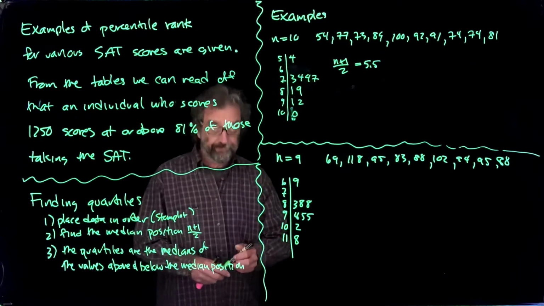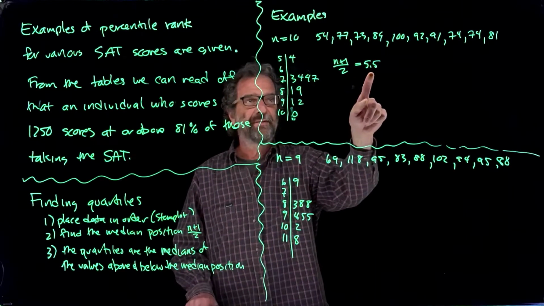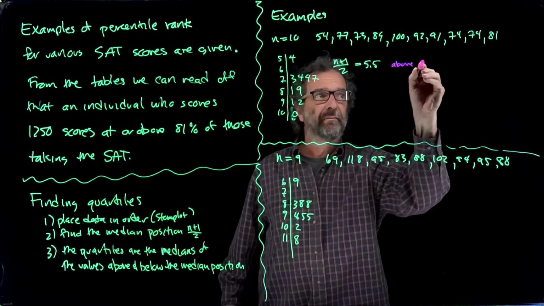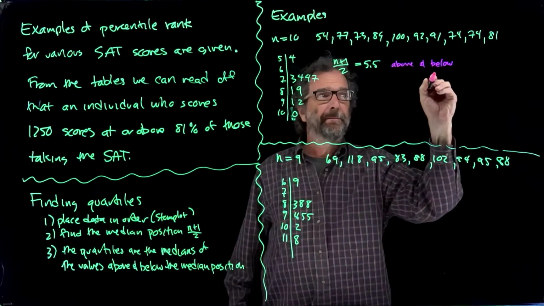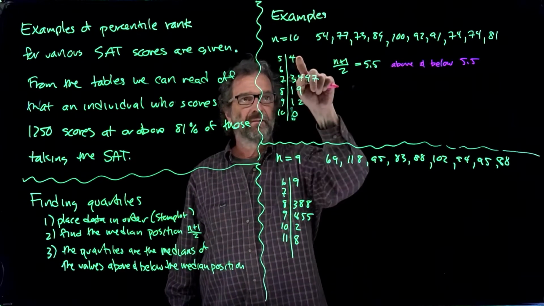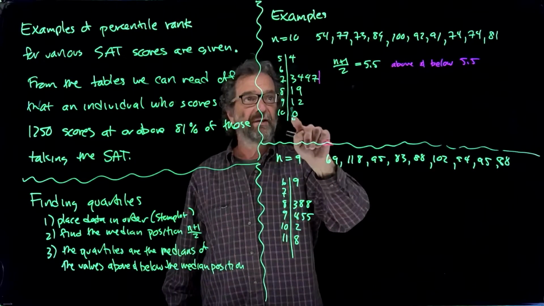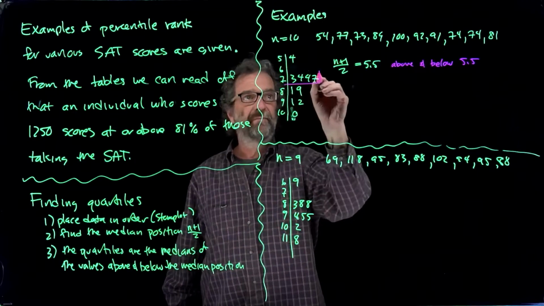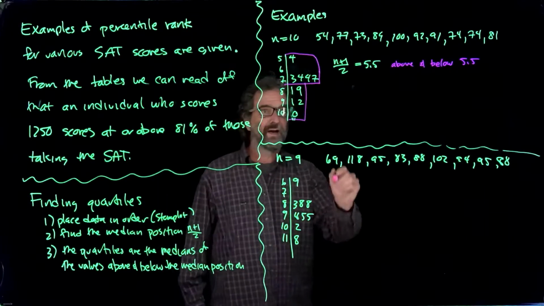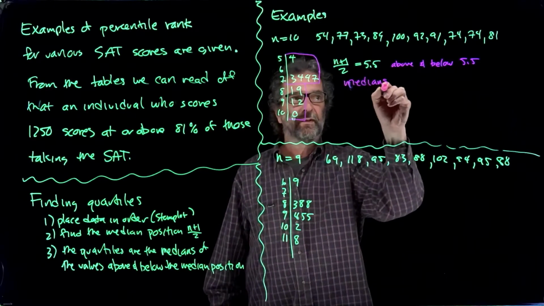So here's two examples. Here's one when n is 10. Those are the values. There's the stem plot. N plus 1 over 2 is 5.5. So above and below 5.5, we'll just count up to 5. 1, 2, 3, 4, 5. So there's 5.5, 6, 7, 8, 9, 10. So we'll take the ones below 5.5 and the ones above 5.5. And now the medians are the quartiles.